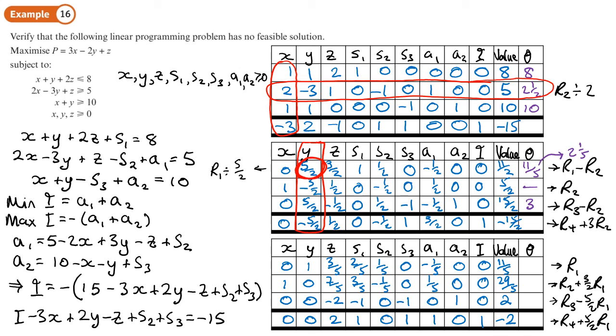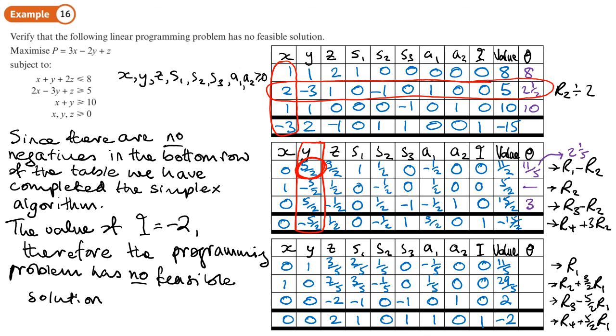So what we'll do, we'll just clear some space over here and we'll write that down in words. Since there are no negatives in the bottom row, as you can see here, of the table, we have completed the simplex algorithm. The value of I, if we read it from the table, is -2, and we know that unless I is 0, there's no solution. Therefore, the programming problem has no feasible solution.